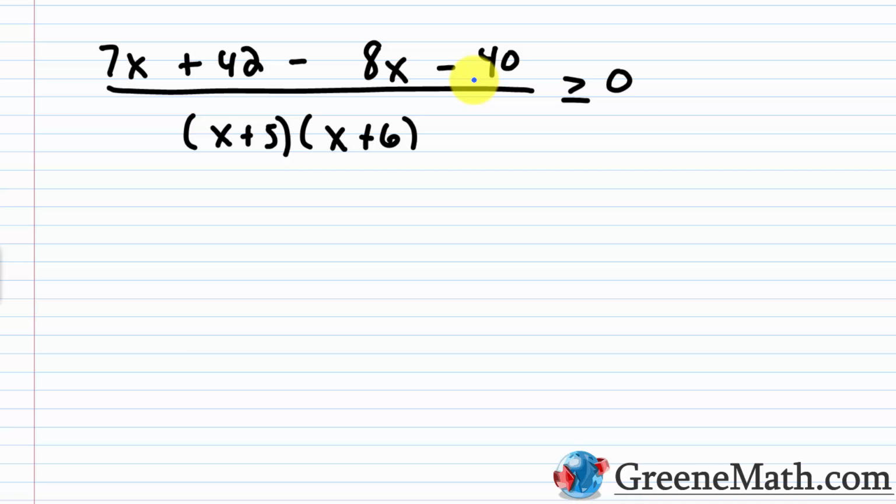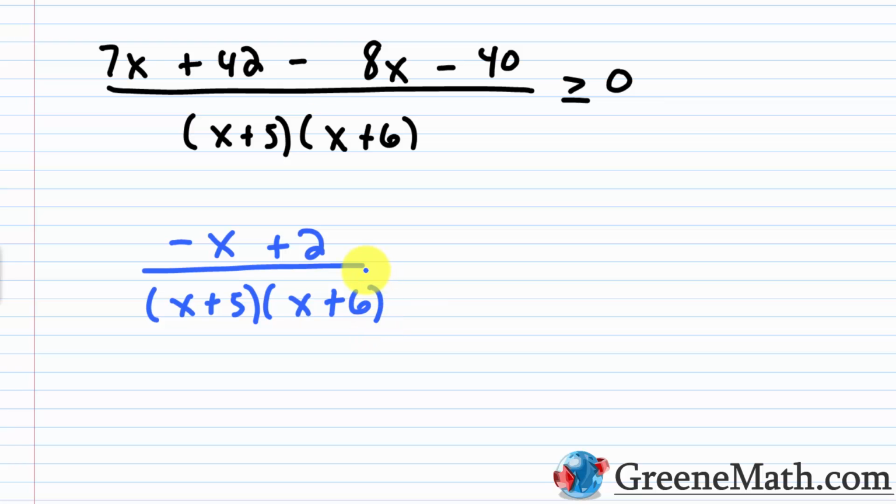Okay, so in the numerator, 7x minus 8x is negative x. And then 42 minus 40 is plus 2. Again, this is over my common denominator of x plus 5 times x plus 6, okay? And let me extend that a little bit. All right, so this is greater than or equal to 0. So I'm going to copy this.